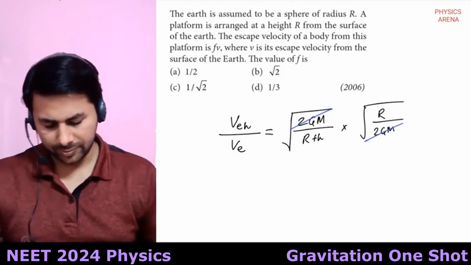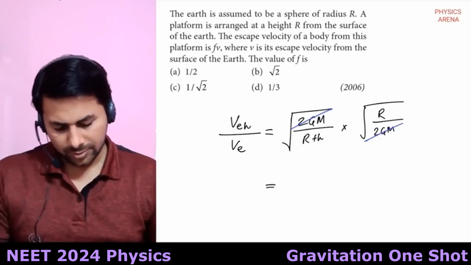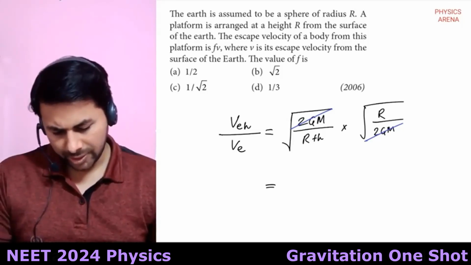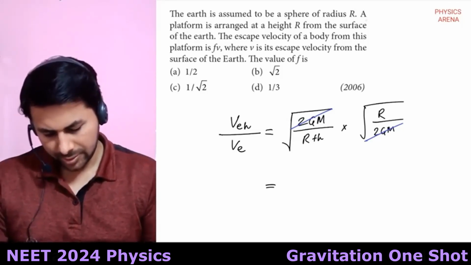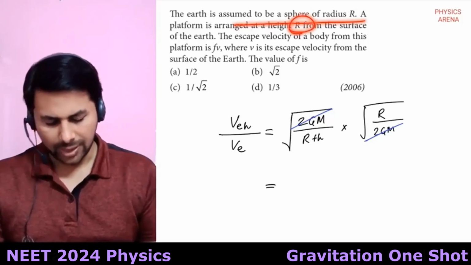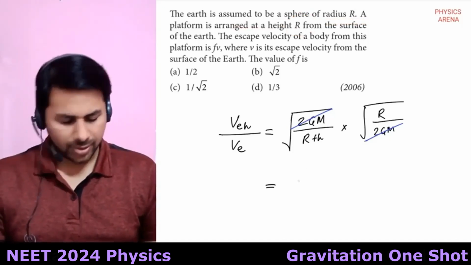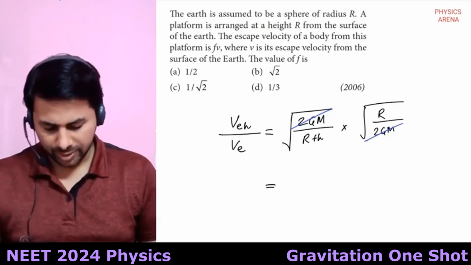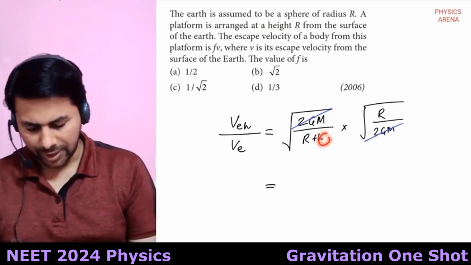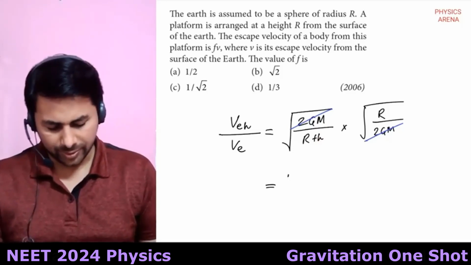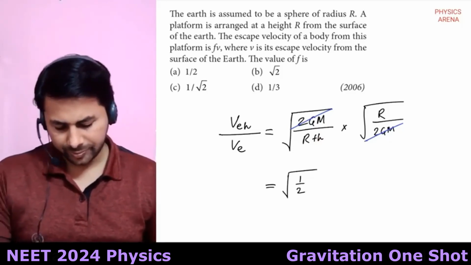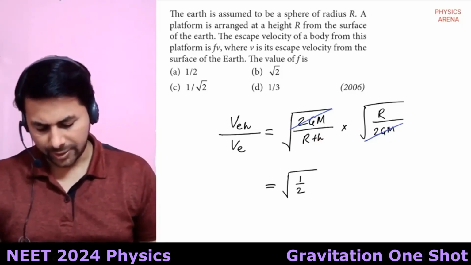How much is it? H is how much? You know, R by 2. Okay, so it is R by 1 by 2, right? This is h is equal to R, so it is 1 by 2, root of 1 by 2. Okay, because h is R.